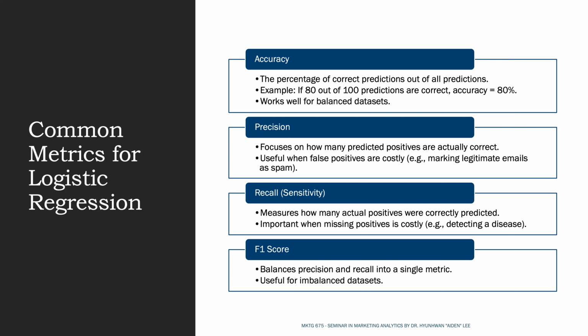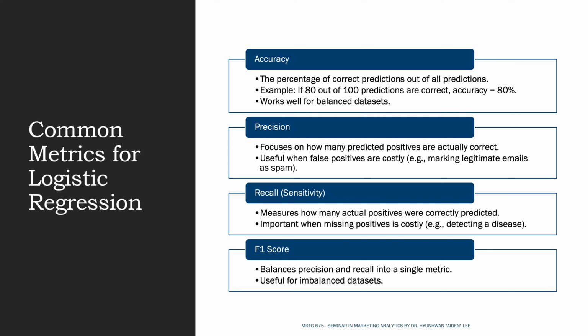Second is precision. Precision focuses only on the cases the model predicted as positive. For example, this customer will churn. It answers the question, out of all the customers we flagged as positive, how many were actually positive? Precision matters when false positives are costly, such as marking legitimate emails as spam or sending an expensive offer to people who would never buy.